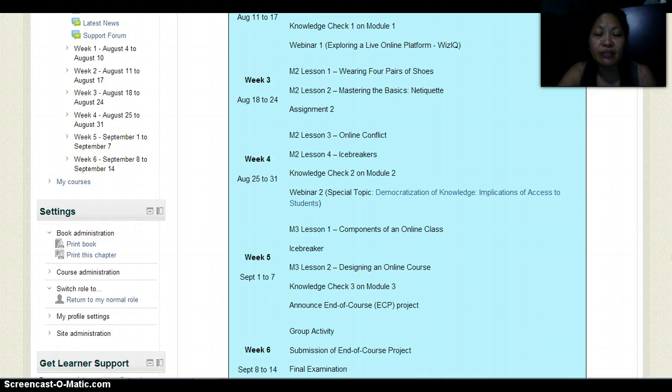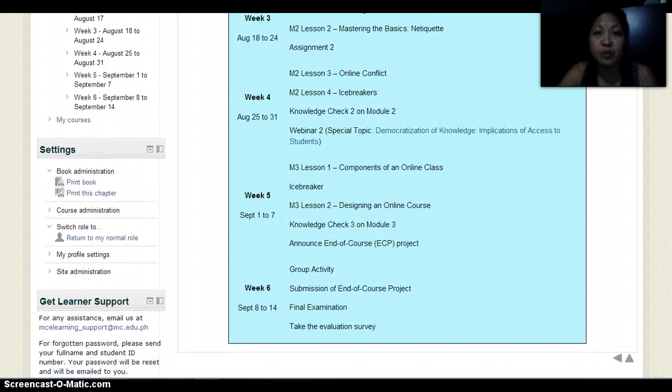Week 5 is dedicated for Module 3 on the components of an online class, then on designing an online course. After which the third knowledge check will be given. And I will be announcing the end of course project for you to prepare for the whole week of week 6 while you're doing your group activity. And then you will take the final examination on September 13 and take the evaluation survey.